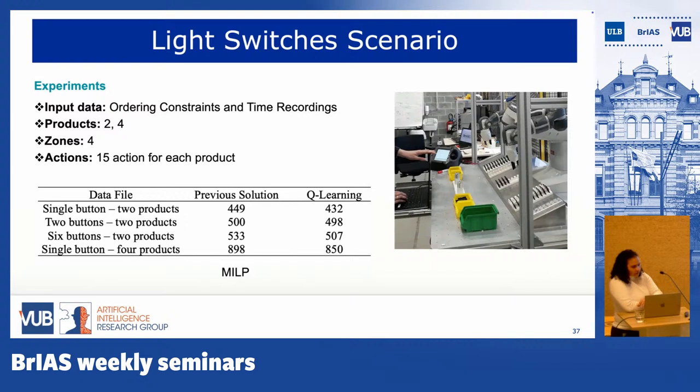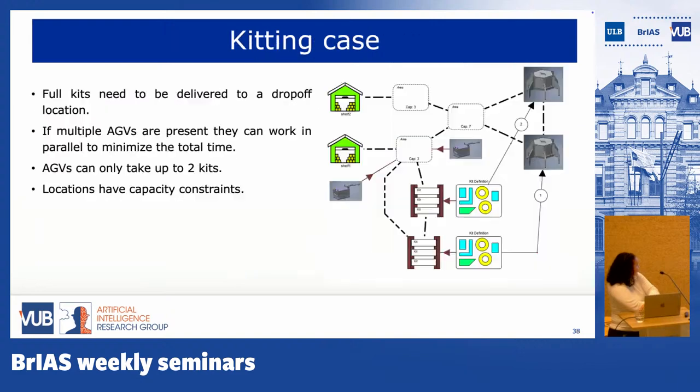And we had results that we were able to compare to the previous solution they had at the company. They had the mixed integer linear programming first, for 4 different types of files. So they were building light switches with a single button or 2 buttons. And that's the time in seconds that we'll need to actually execute it. And in this case, our algorithm was able to obtain better results. So for the 15 actions, the 4 zones, and having alternatives between 2 and 4 products with 1 or 2 buttons, that was the first scenario.